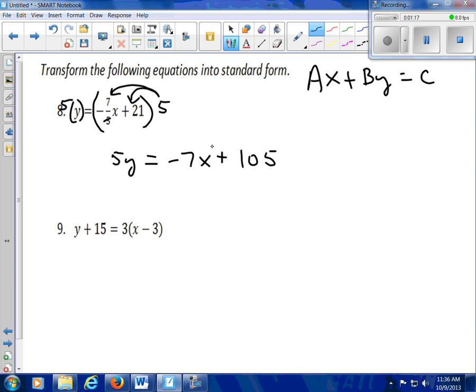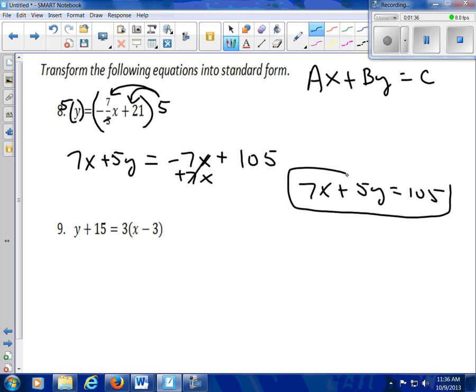Now that I've gotten rid of my fractions, all I simply have to do is get my ax term, so the x term in front of my y. I do that by getting rid of that negative 7x and adding it to the other side of my equation. So the final answer for that one is 7x plus 5y equals 105. So that's my first answer in standard form.